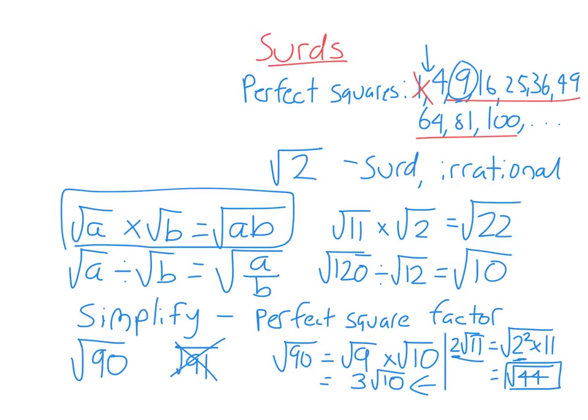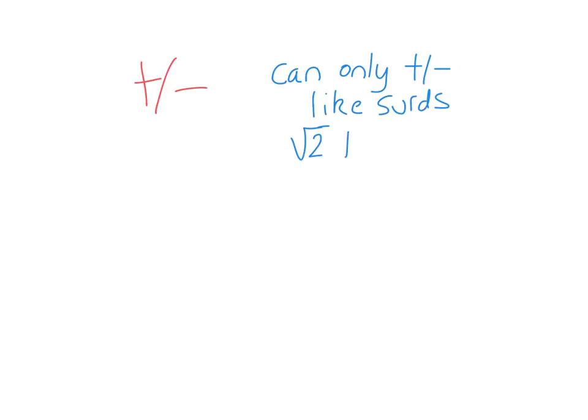Let's now look at addition and subtraction. Unfortunately, addition and subtraction is a little harder. Just as you can only add or subtract like terms in algebra, you can only add or subtract like surds. So what makes surds like surds? The same number under the square root. So I can add, say, the square root of 2 and 4 times the square root of 2. Okay? Because they are like surds, they both have a 2 underneath the square root.